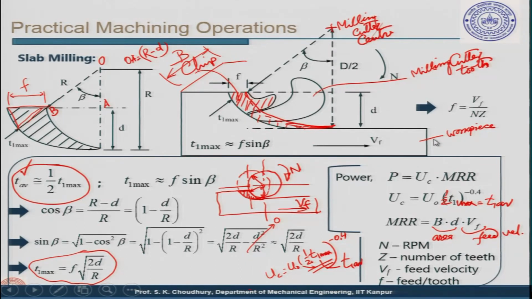In case of turning, if you remember, we had the feed given as millimeter per revolution, because it was the linear movement of the tool. But here, it is the movement of the workpiece, and the milling cutter is rotating, but the milling cutter has a lot of teeth. So, it has to be per tooth, what is the feed that you are getting.